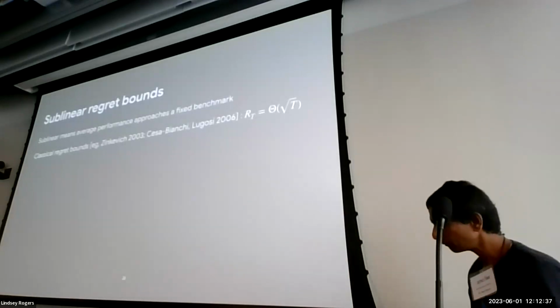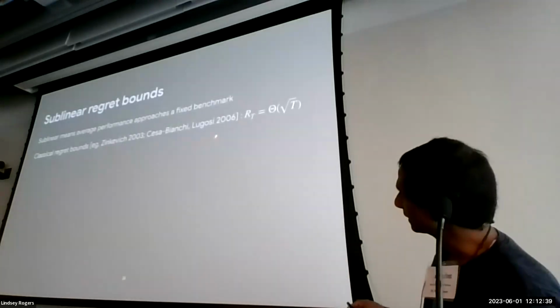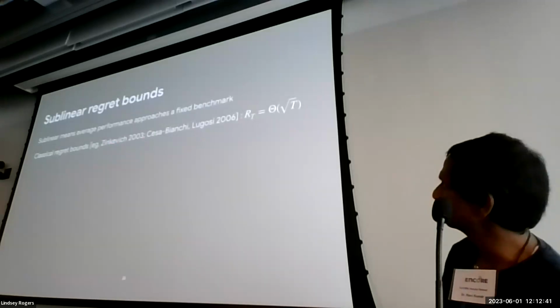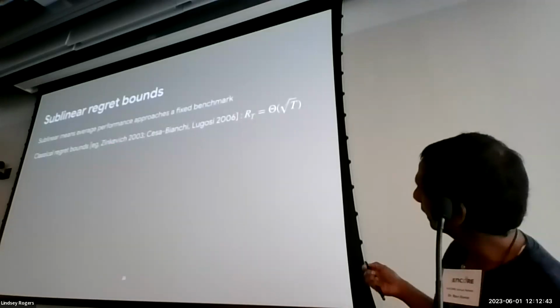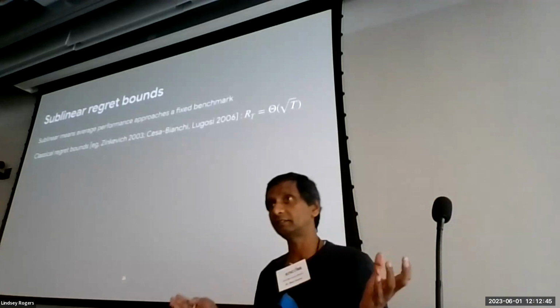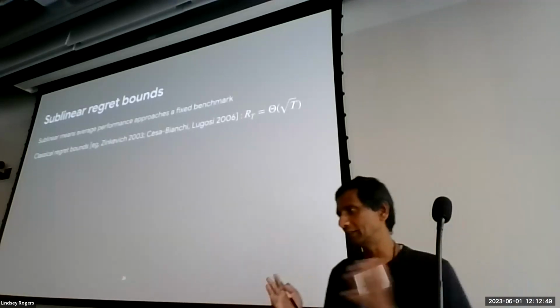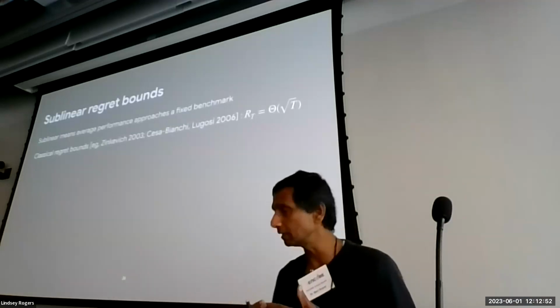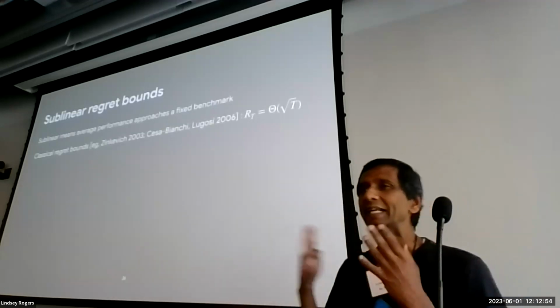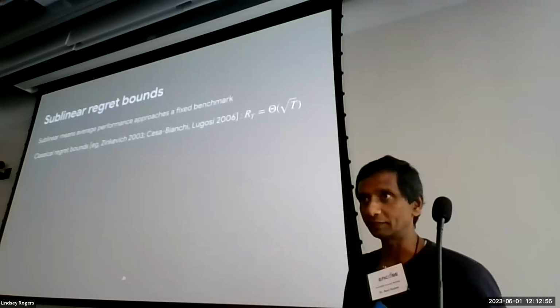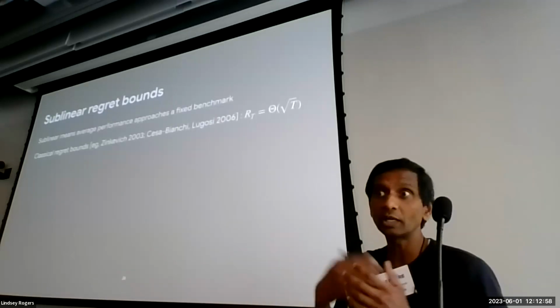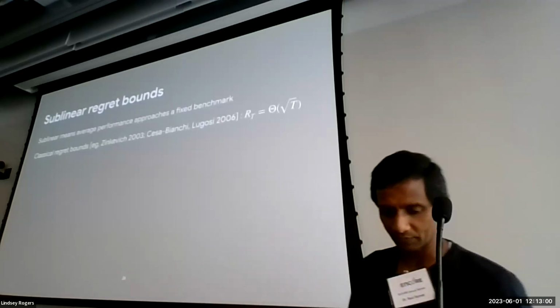The original paper of Zinkevich, and later Bianchi and Lugosi, argued that the regret is square root T and it's tight. In fact, they have a more general result, and the regret is tight even for linear losses. That's the hardest case actually. If the losses are strongly convex and so on, you get better regret bounds.